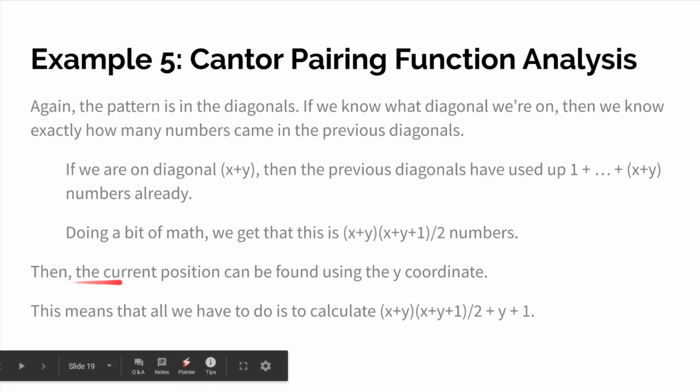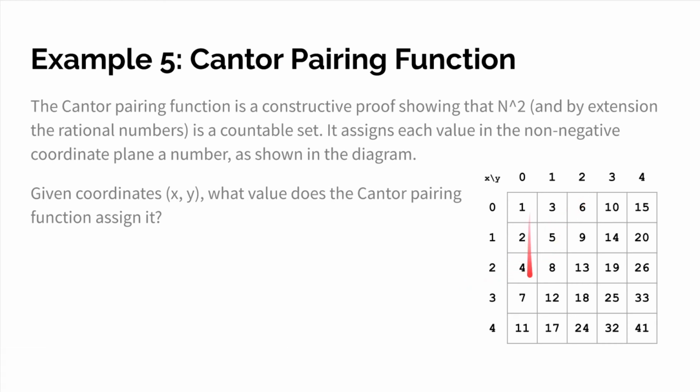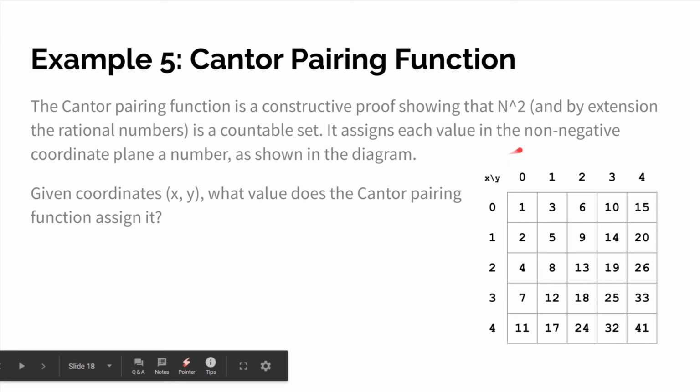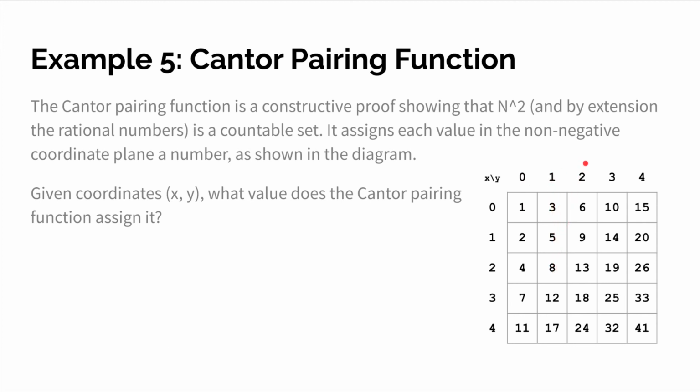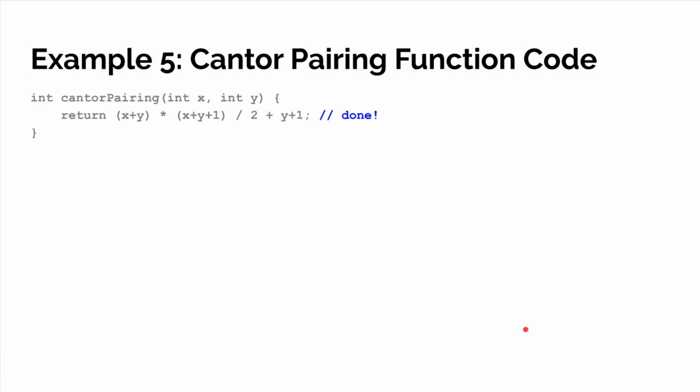Then the current position can be found using the y-coordinate, right? If we know that 6 numbers have been used up, then 7 here would be 0 plus 1 plus 6. 8 here would be 1 plus 1 plus 6. 9 here would be 2 plus 1 plus 6. And 10 here would be 3 plus 1 plus 6. So all we have to do is calculate this: the amount of numbers that have already appeared prior to it, plus the y-coordinate, and then add an additional 1. And the code for it is very simple.